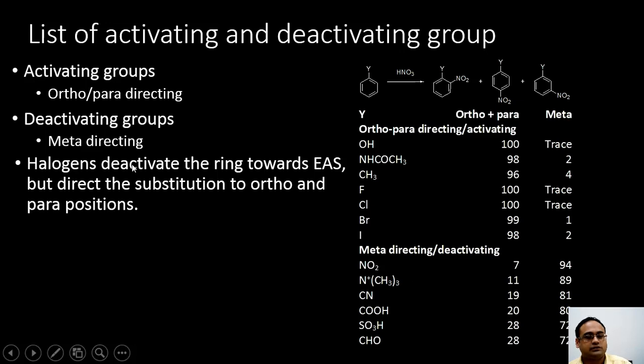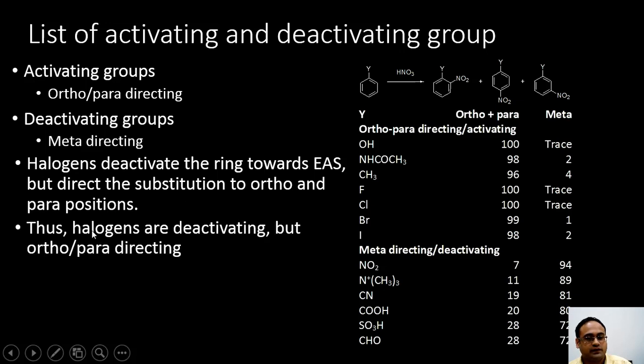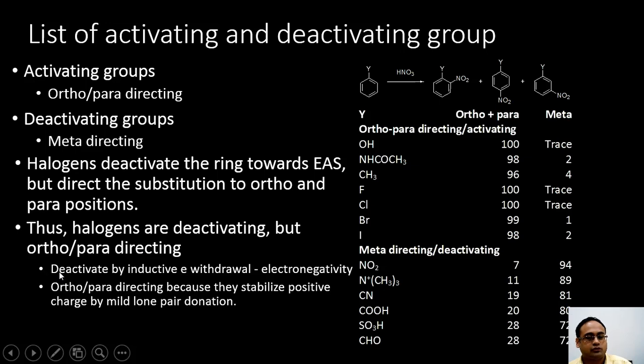In the case of halogens, halogens are deactivating the ring towards electrophilic aromatic substitution, but they direct this substitution strangely to the ortho and para position. Thus, we have to say that the halogens are deactivating but ortho-para directing, and this can be understood by considering the fact that halogens deactivate by inductive electron withdrawal. This inductive electron withdrawal is because of their electronegativity. Because of this electron withdrawal, they will increase the positive charge on the intermediate and therefore lead to deactivation.